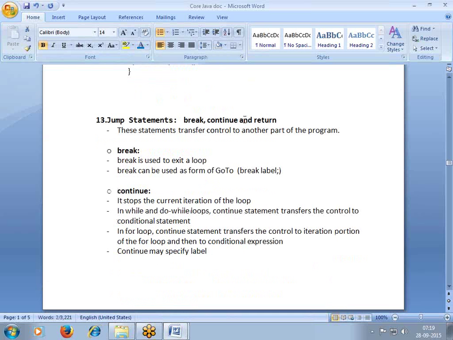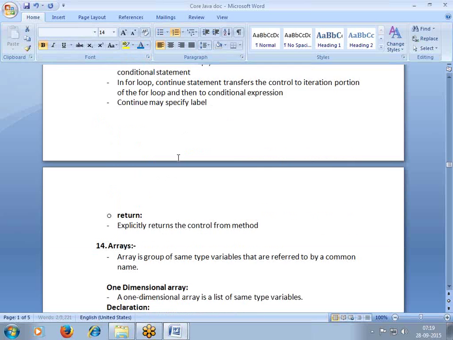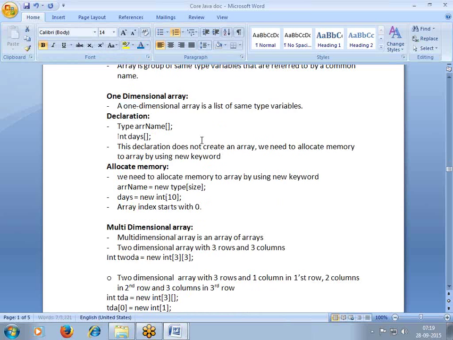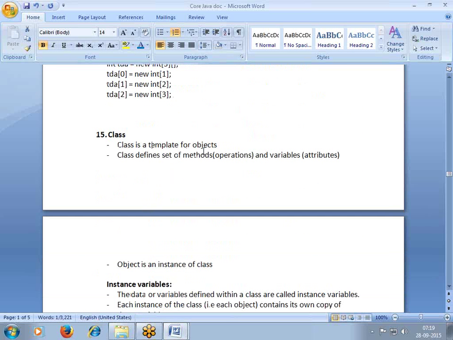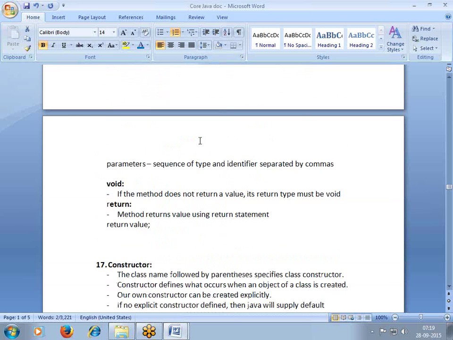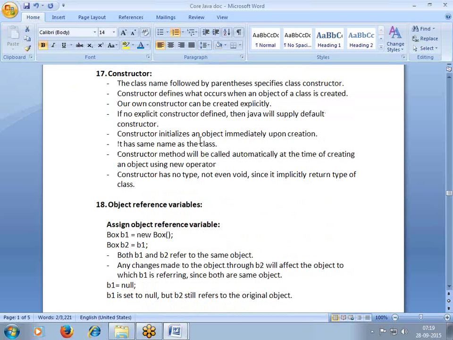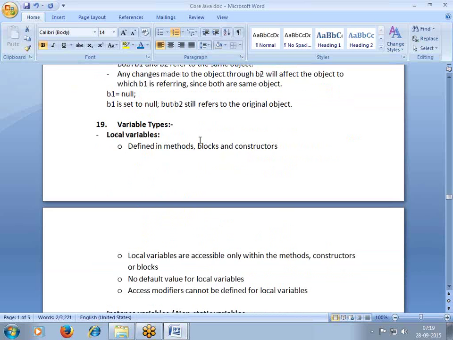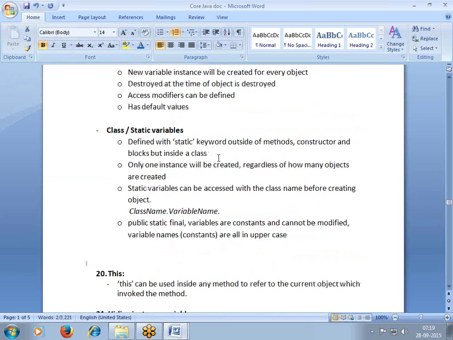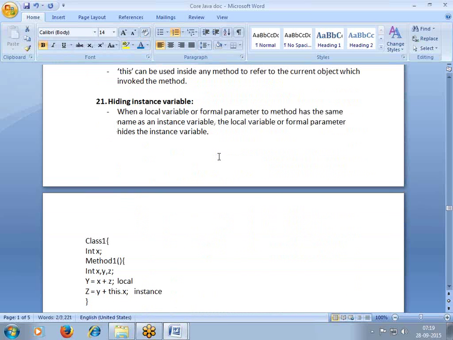Okay, and after that, jump statements. We should know what a jump statement is. It is important. And arrays, we may not use them frequently, but sometimes we'll be working with them. And class is most important. Without a class, we don't write any Java program. And method, this is a common thing. Constructor, object reference variables. Okay, variable types, an important topic. Different types of variables, even for interview purposes.